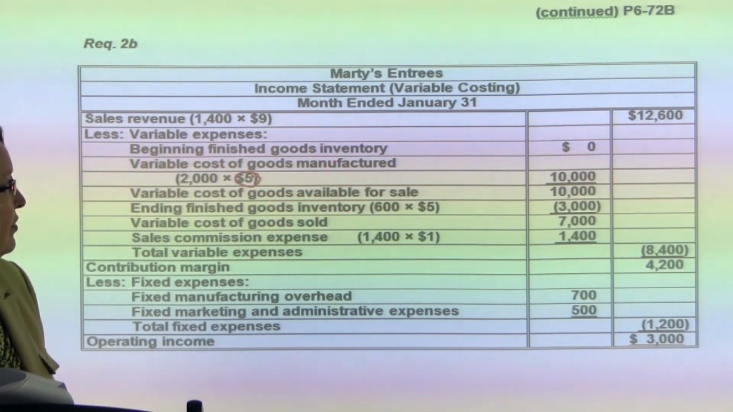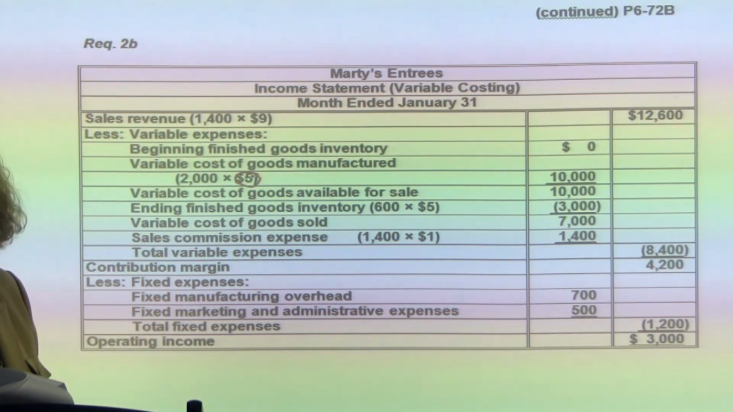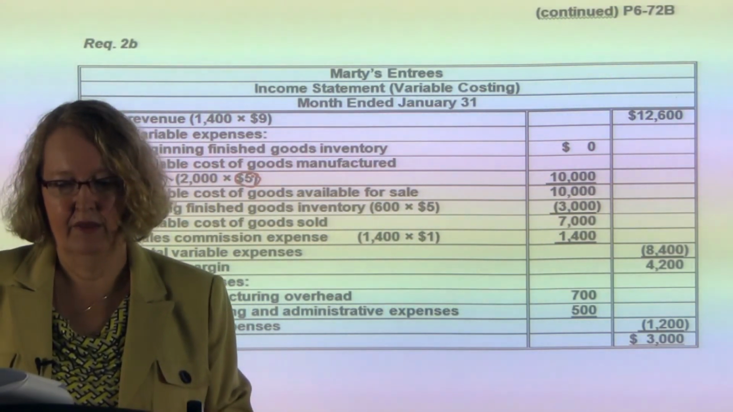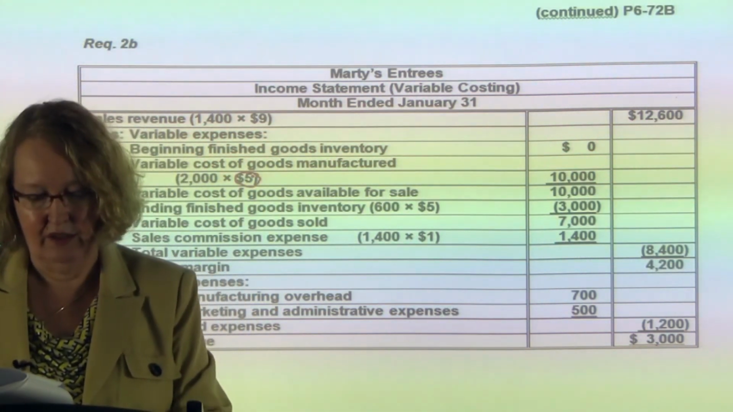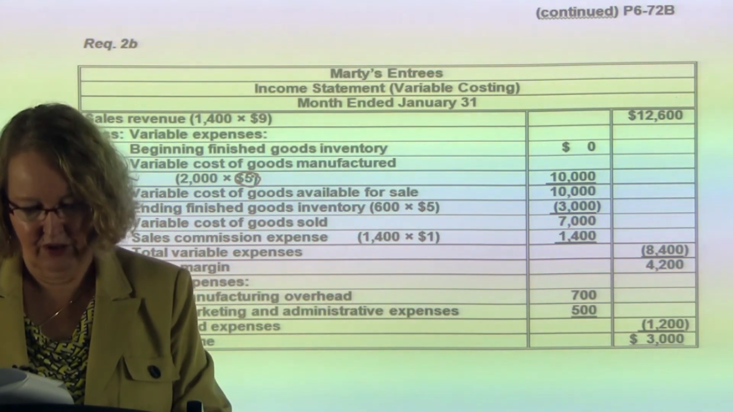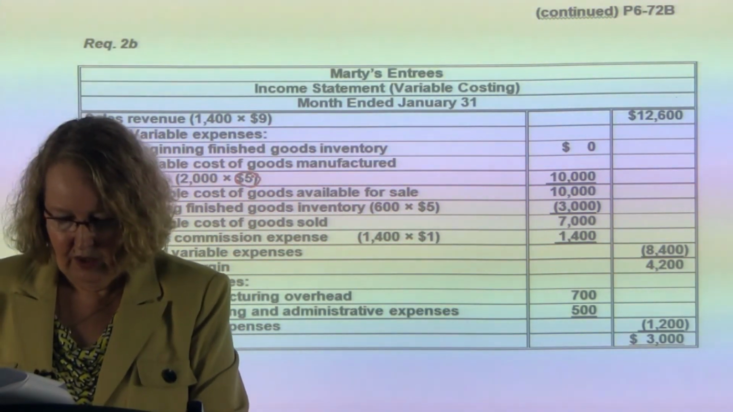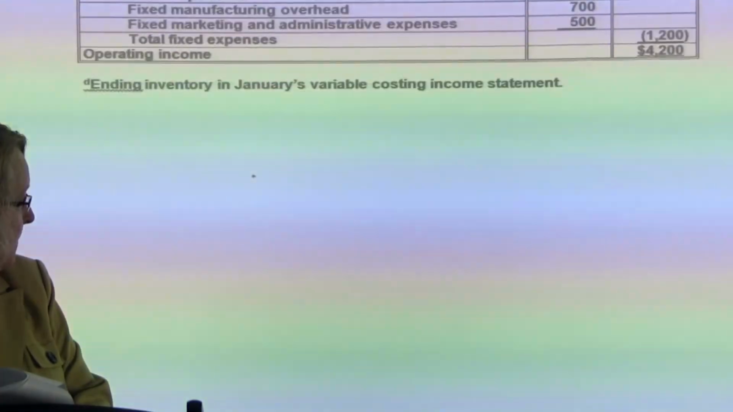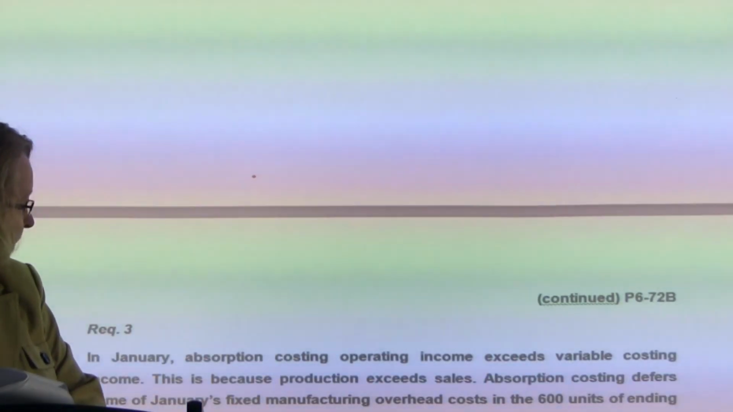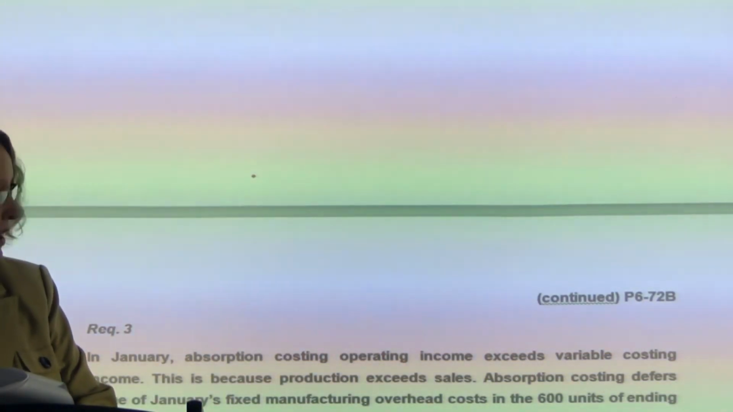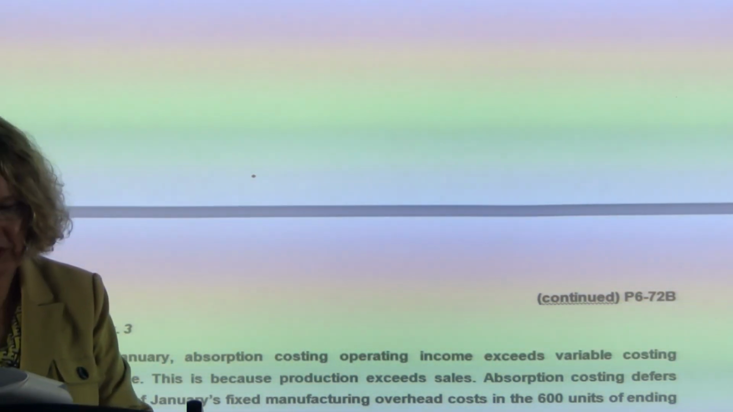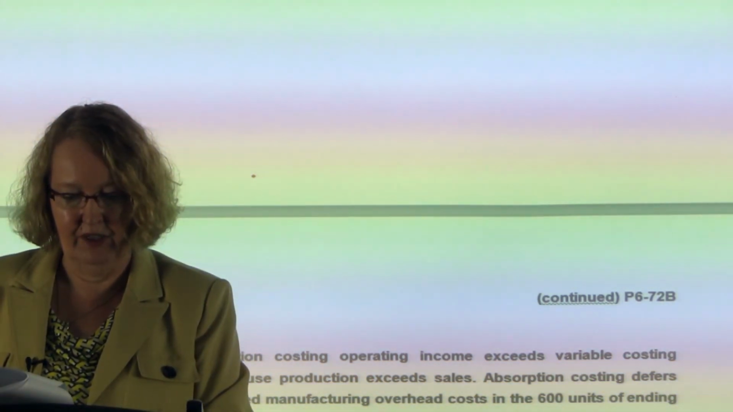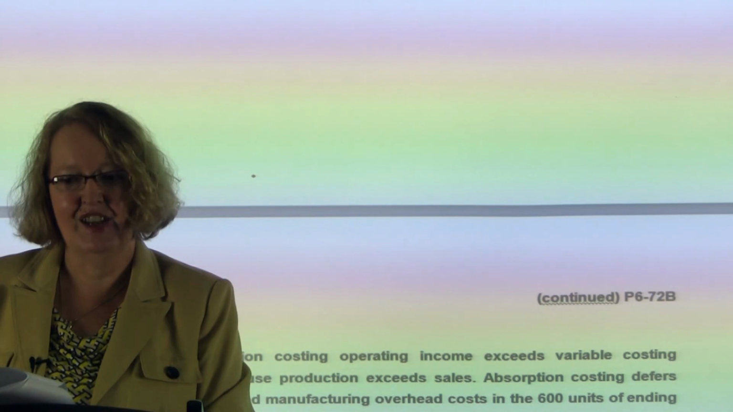And again, you do the same thing for February, and I won't redo February's because it's the same calculation that you did in the previous problem. So you can read that part on your own. And part 3 as well, I'll leave you to read on your own because there's no calculations involved in part 3 of this problem. So that concludes 6-72.